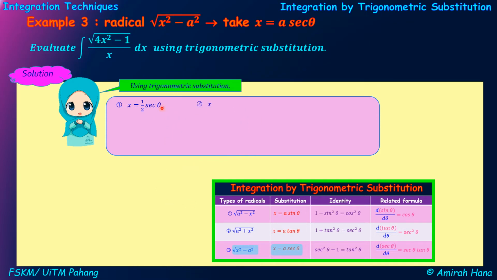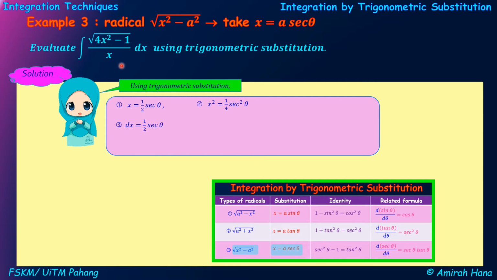Then we continue with step 2. Since we have a term containing x squared in the radical square root of x squared minus a squared, in step 2 we need to find x squared. From step 1, squaring both sides, we get x squared equals 1 over 4 sec squared theta. In this case, we don't need to find x cubed because there is no term containing x cubed in the given question.